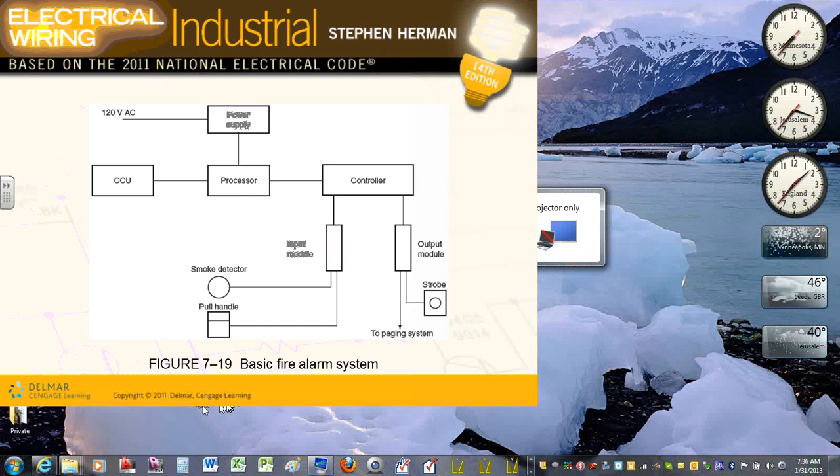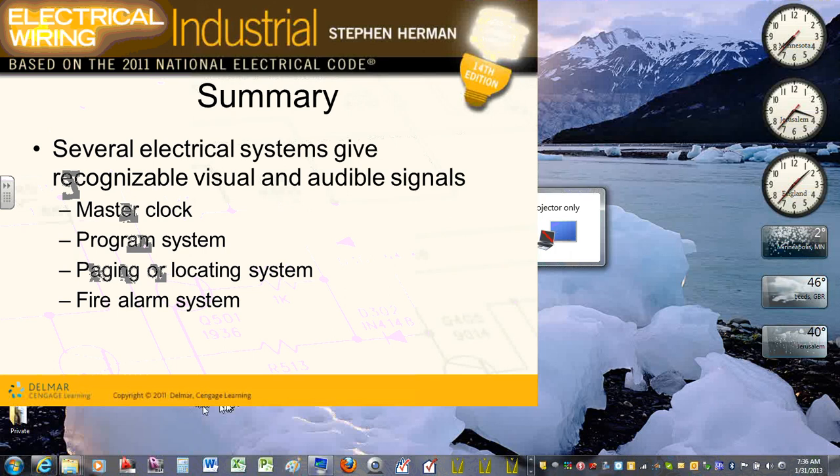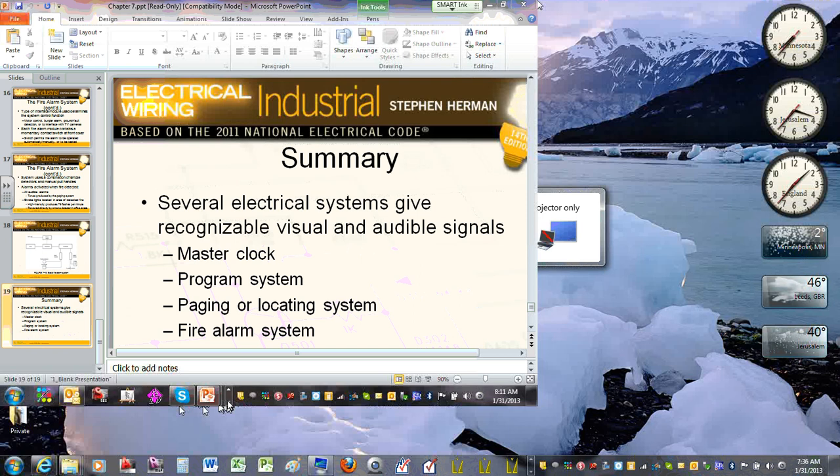Any comments, any questions about the riser for the fire alarm? Any comment, Darren, my friend? Any comments, any questions? So that's basically what this is: master clock, paging system, paging or locking or locating system, and fire alarm system. So that's what we do. Let me see if I missed any of the pictures that we did, and then I'll give you guys a quick break here. Where am I here, Chad?